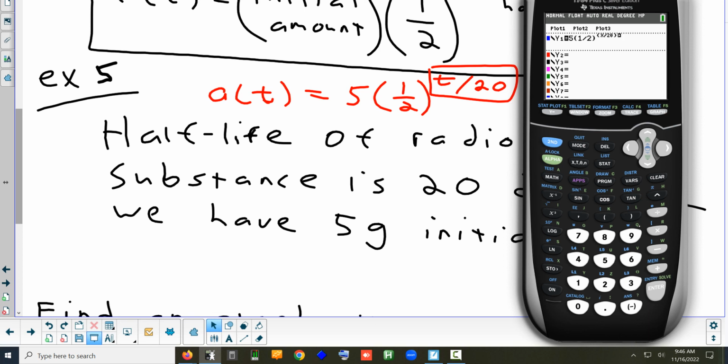You could also do the half as 0.5. So I showed you how to do it earlier as 0.5. Now I'm just showing you how to do it as a fraction. 0.5 would be easier.